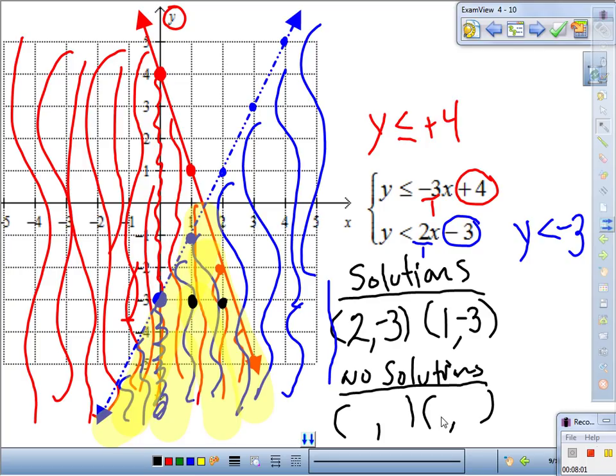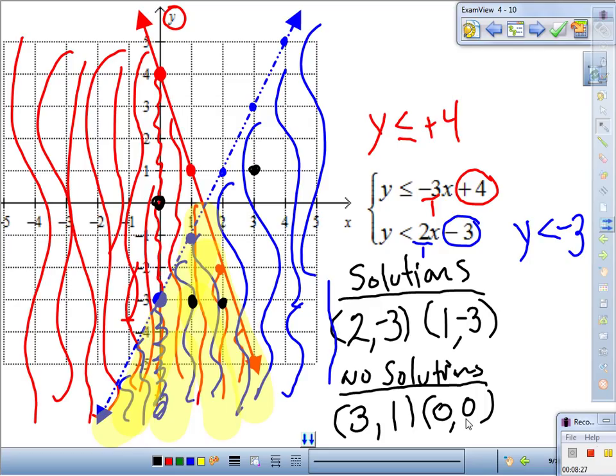I need a non-solution. Giovanni. 3, 1. 3, 1. Let's see. Yep, that's not part of this. Julian. 0, 0. That's right there. Yep, that's another non-solution.